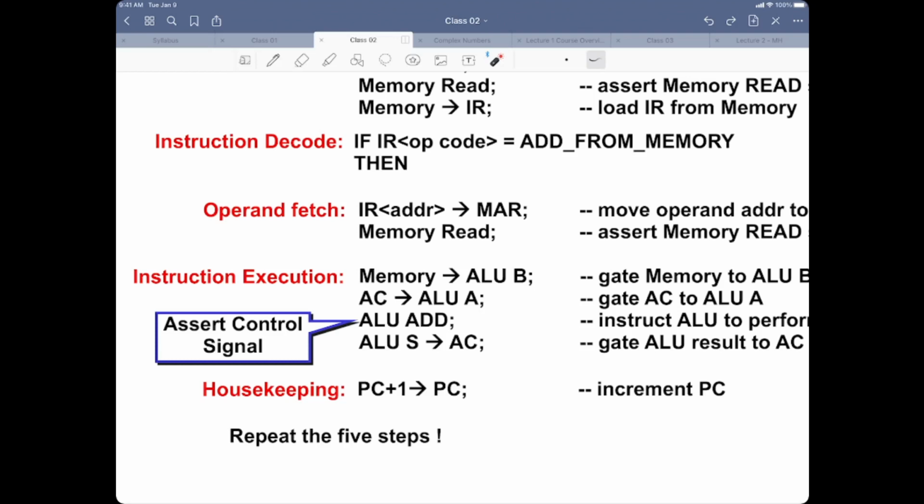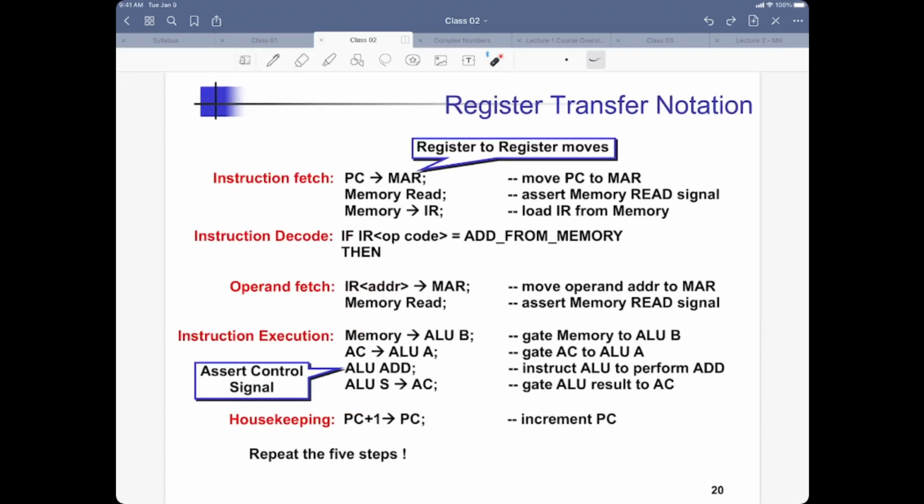Last one is PC plus 1 gets to PC. So we are incrementing the program counter by 1 so that it points to the next instruction, and then lather, rinse, repeat. It's going to keep doing that cycle. Questions here? How did we write that, the register transfer notation?